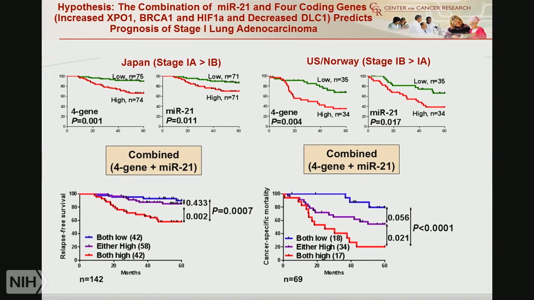All right, so in the second cohort, which is primarily stage 1B, that's 5 centimeters and less, the prognosis is even worse. So you can see the high, poor prognosis, miR-21, poor prognosis. So if both the four gene signature and miR-21 are low, very good prognosis. If either one's high, poor prognosis. And if both are high, only about 20% of the people actually survive.